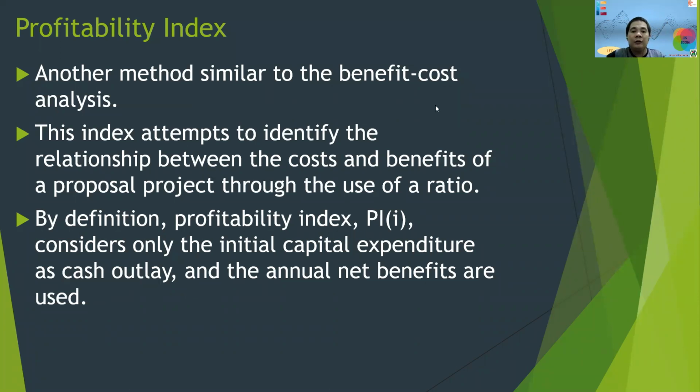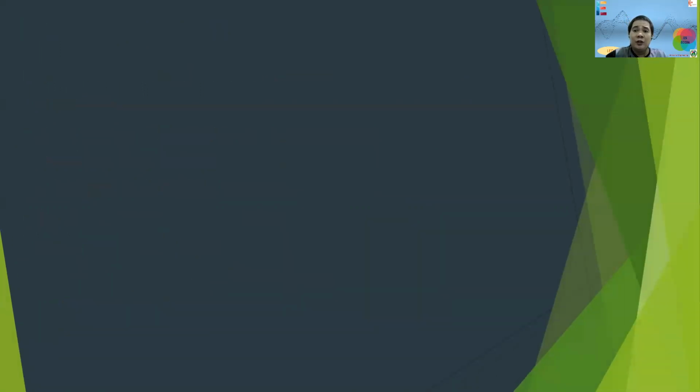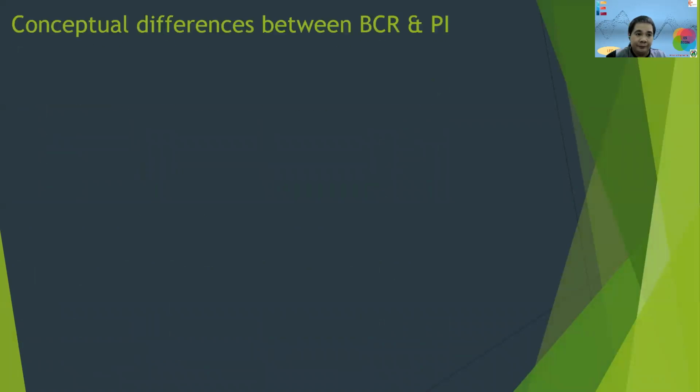So by that, we can identify that the PI or the profitability index at a certain interest rate is equal to B minus C hat, or the recurring cost, over I. And therefore, your I should be greater than 0. There is no such thing as an I equal to 0, because if you are trying to build a business, it should have a certain investment.